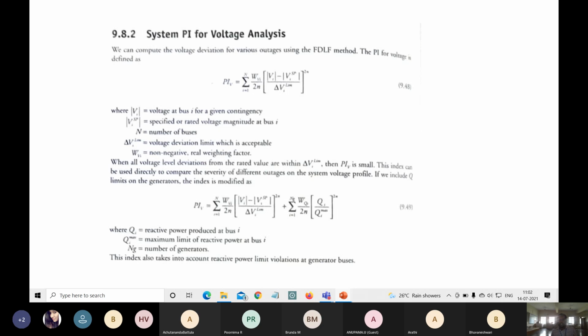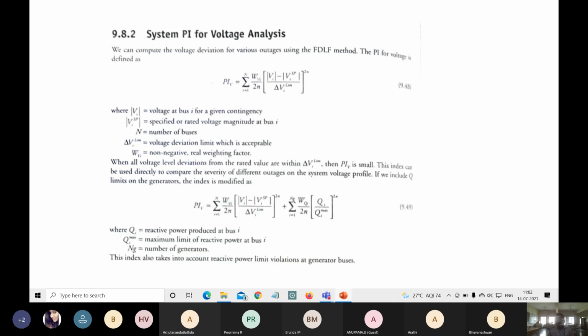I am just taking i as 8. So for the 8th bus, the specified voltage magnitude will be given by Vi SP. And as usual, n is the number of buses. In the previous case n was the number of transmission lines; here n is the number of buses. And the next thing is delta Vi limit. Same thing, it is the voltage deviation limit which is acceptable, that is, how much voltage deviation a bus is capable of accepting.